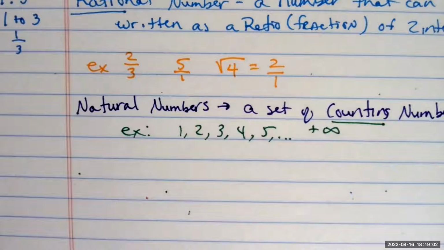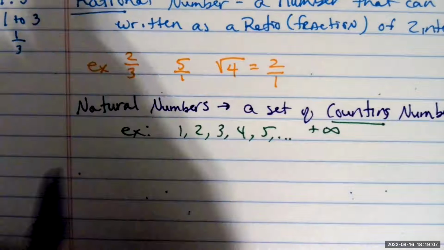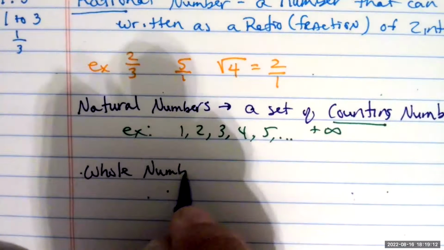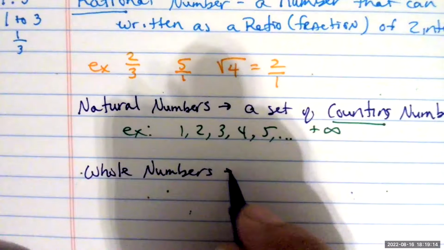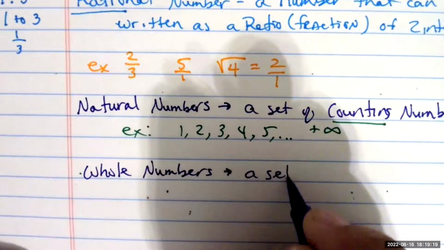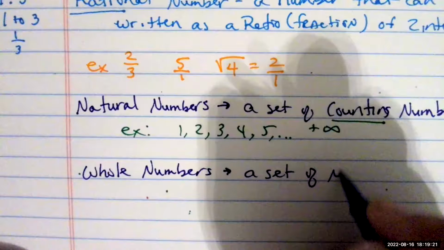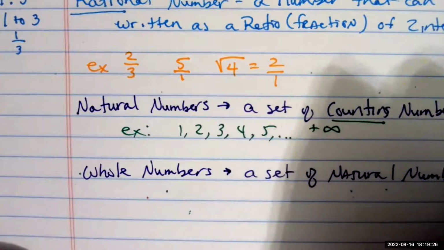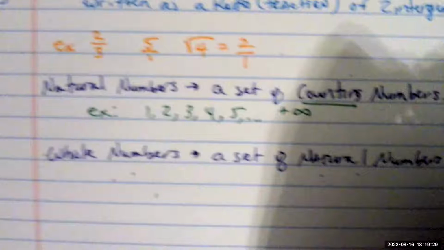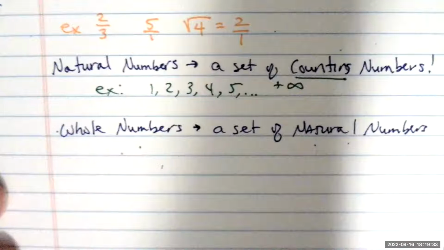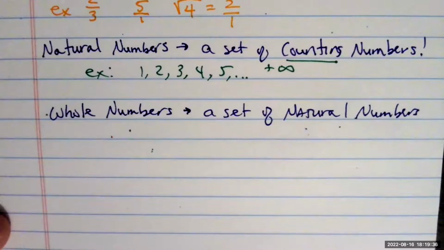All right, next one is whole number. What is a whole number? A whole number is, and I'm writing here, a whole number is a set of natural numbers. Okay, so we have a set of natural numbers. Let me raise up my camera a little bit. All right, so a whole number is a set of natural numbers.